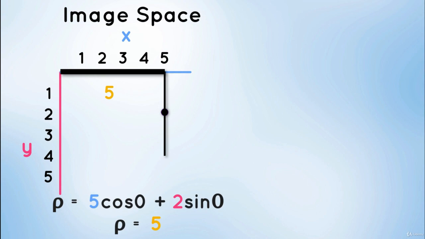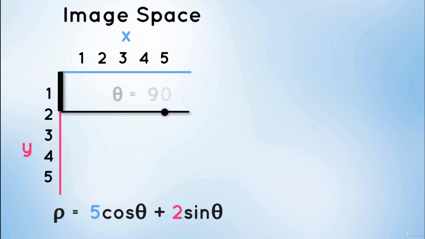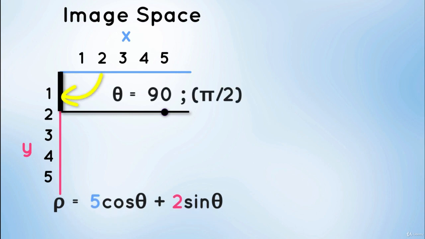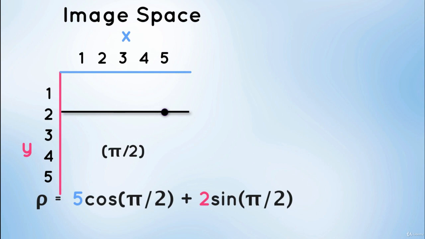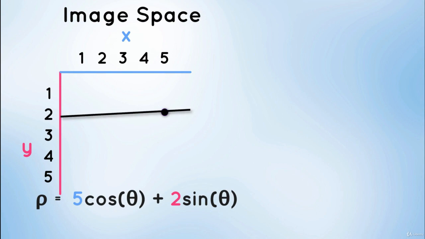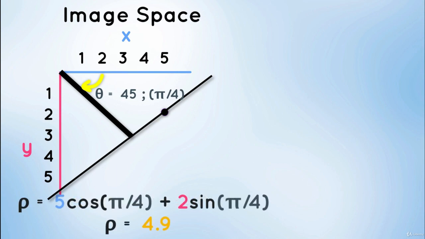Another possible line that could pass through our point is a horizontal line. The perpendicular distance from the origin to our line would correspond to an angle of 90 degrees, which in radians is pi over 2, which ultimately works out to a distance of 2. This line, therefore, is characterized by an angle theta of pi over 2 and a distance rho of 2. Just to strengthen our knowledge, another possible line is the following, whose perpendicular distance from origin to our line corresponds to an angle of 45 degrees from the positive axis. That is pi over 4 radians, which works out to a distance rho of about 4.9.